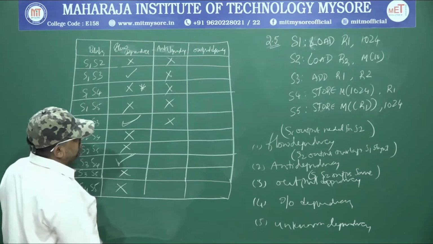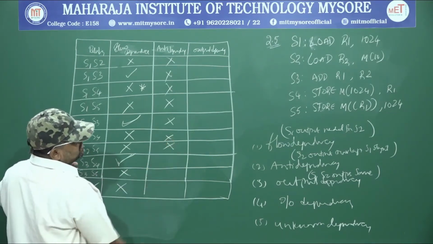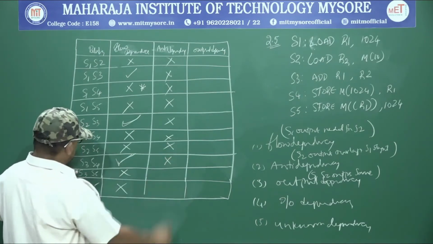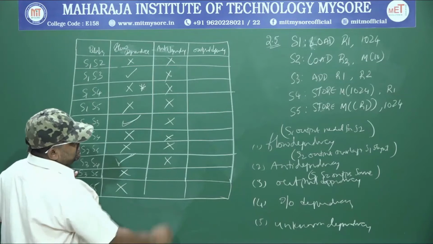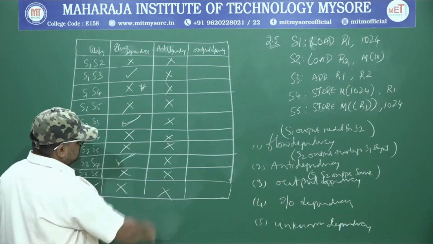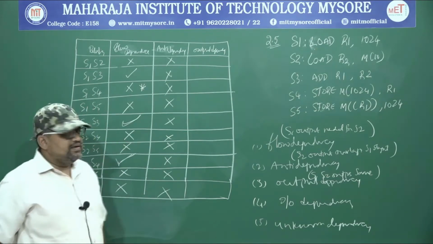Now 2 and 4, does it overlap? No. 2 and 5, does it overlap? No. 3 and 4, does it overlap? No. 3 and 5, does it overlap? No. 4 and 5, does it overlap? No. So you don't see any anti-dependency here, right?